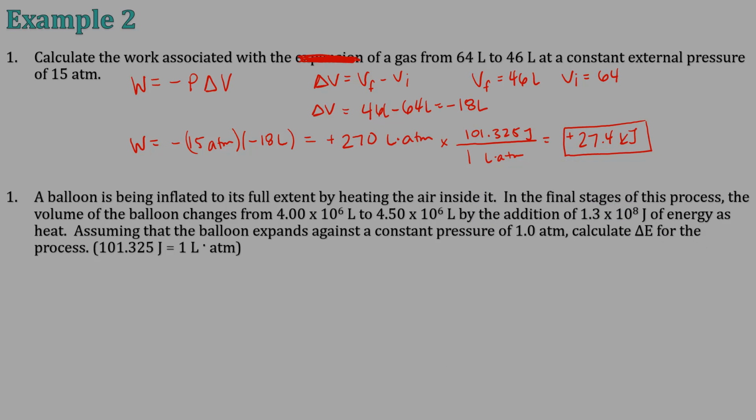Okay, the second one here, a balloon is being inflated to its full extent by heating the air inside it. In the final stages of this process, the volume of the balloon changes from 4 times 10 to the 6 liters to 4.5 times 10 to the 6 liters by the addition of 1.3 times 10 to the 8 joules of energy as heat. Assuming that the volume expands against a constant pressure of 1 atm, calculate the delta E for the process. So my initial volume is 4.00 times 10 to the 6 liters, and my final volume is 4.50 times 10 to the 6 liters. And I've got a positive heat because it's being added to the system in joules, and my pressure is equal to 1 atm.